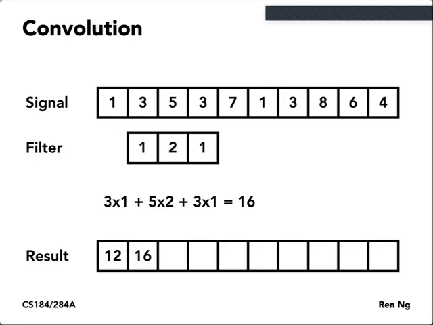We slide over the filter one. So it's 1 times 3 plus 2 times 5 plus 1 times 3 gives us 16, and so on and so forth to get all the values in this output result signal. So we are given an input signal. We're given a filter kernel that we want to convolve against that input signal. And we perform this sliding weighted summation across the input 1D signal to get the output 1D signal in this case.